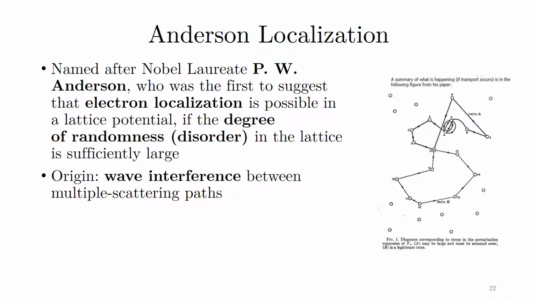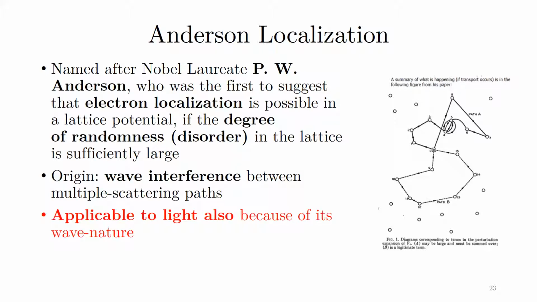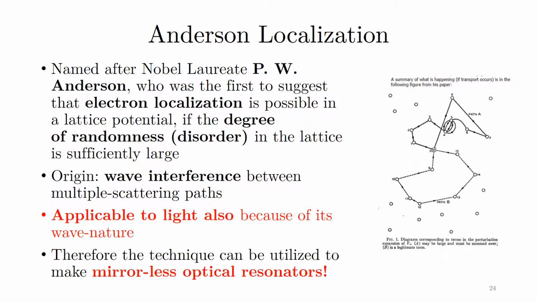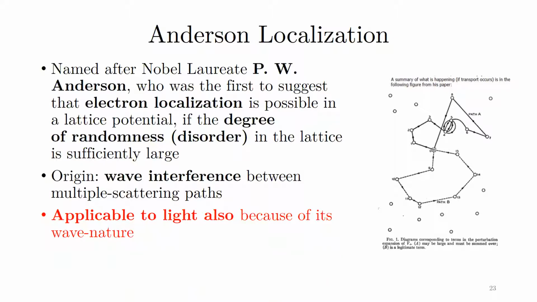So this was the Anderson localization phenomenon predicted for the electron. It is of course applicable to light also, because light also has wave nature and particle nature. In fact, it is easier to observe the Anderson localization phenomenon with light than with the electron. This was actually new to us in this area, and so we thought, okay, let's divert a little bit.